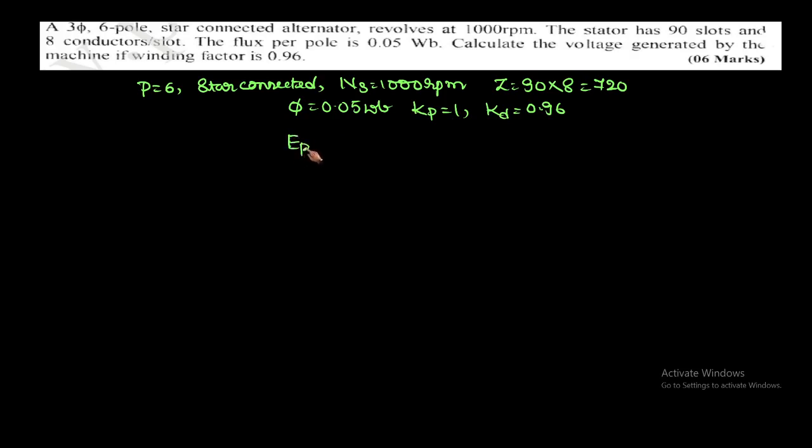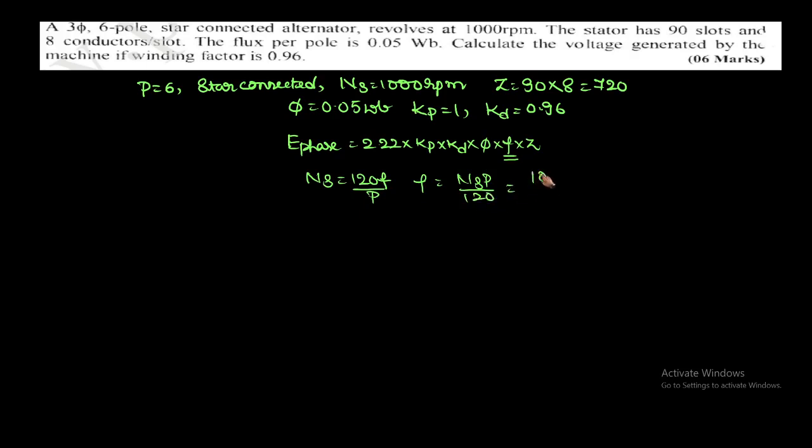Now he is asking what is the EMF. For the EMF per phase, the RMS value is 2.22 Kp Kd phi f Z. All are there except the frequency, so let us calculate the frequency first. You already know the synchronous speed relation, Ns equals 120 f by P. So f equals Ns into P by 120. Ns is 1000 rpm, the number of poles is 6, and the denominator is 120. So you get 50 Hz as the frequency.